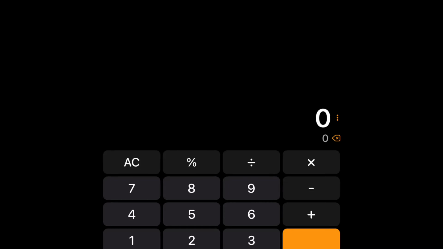Let me clear that. So now I'm going to do 3.0 plus 2.0, which equals 5. So 3 plus 2 is the same as 3.0 plus 2.0. So the answer doesn't change. So when we place the zeros after the decimal point, it doesn't change the answer.